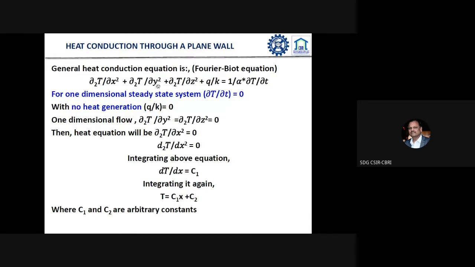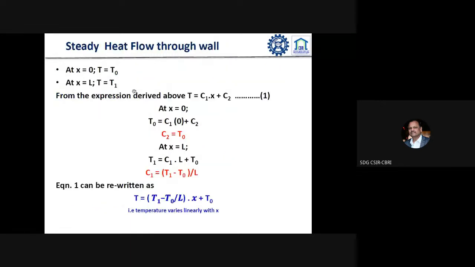That means we are not considering the y and z directions also. Then if we integrate this equation, we get one constant. Again, we integrate, and we get the second constant. If you try to find the constant values by putting in the boundary condition, that is, at x equal to 0.